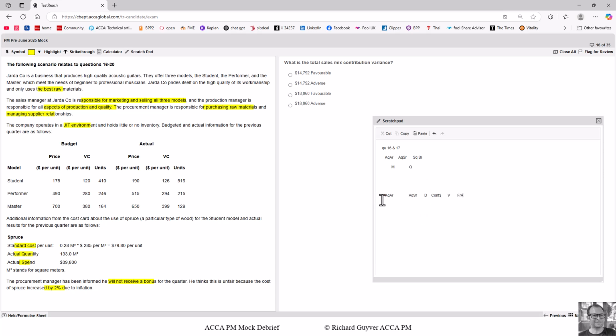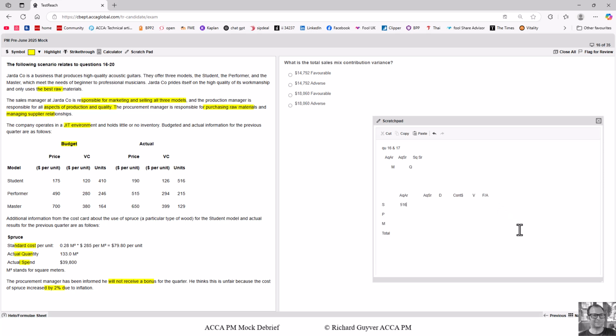The scratch pad is a bit clunky, you have to use spaces because you can't use tabs. Actual quantity, actual ratio is going to be compared to the actual quantity, standard ratio. I'll find the difference. I'll multiply by the contribution, which I'll calculate from the budget. Let me highlight that just to make it clear that's the one to use. Then I'll get the variance and then I'll work out if it's adverse.